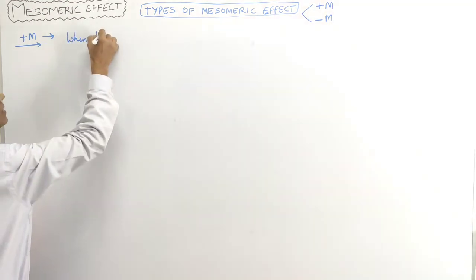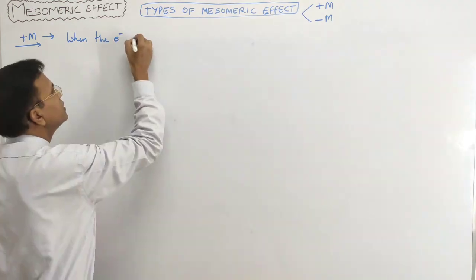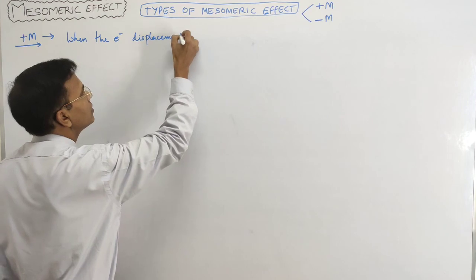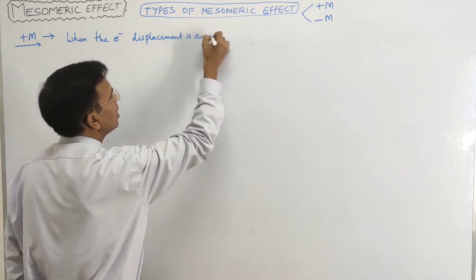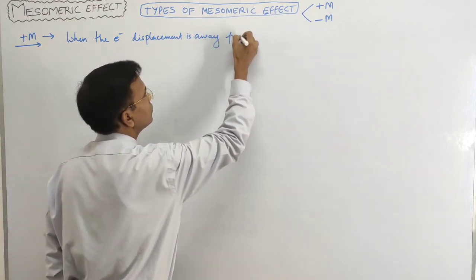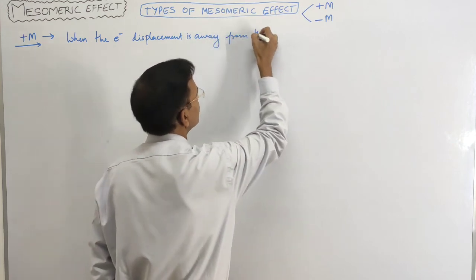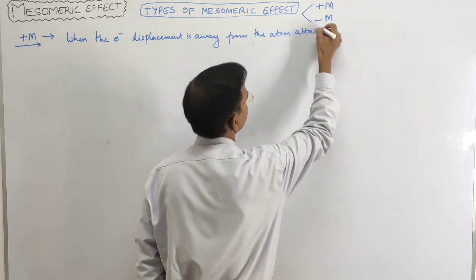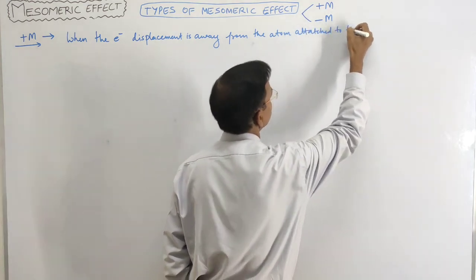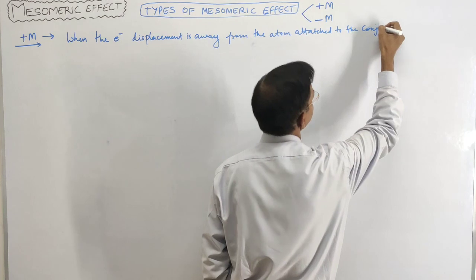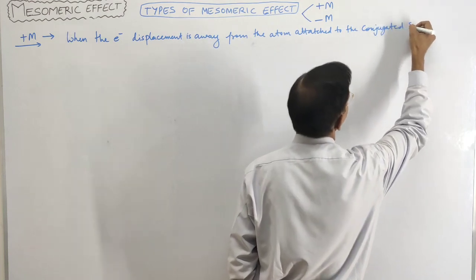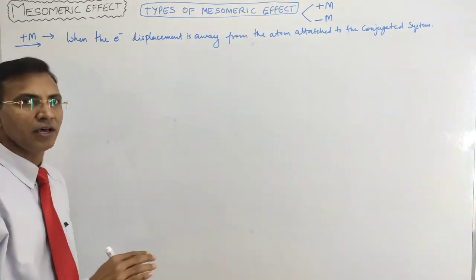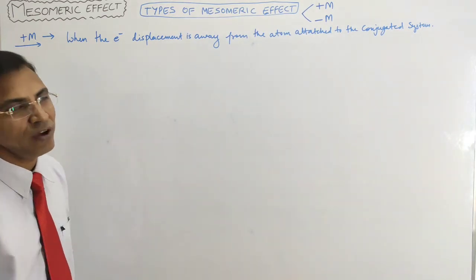When the electron displacement is away from the atom attached to the conjugated system, then this phenomena is called the plus M mesomeric effect, right?